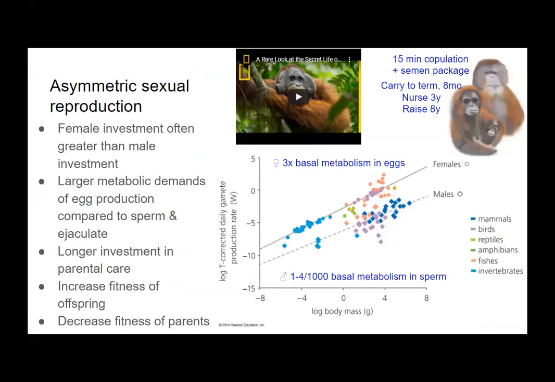And so the first thing that I want to think about is asymmetric sexual reproduction. And this really starts the theory for much of what we're going to talk about. So let's look at an example of asymmetric sexual reproduction here in the orangutan.